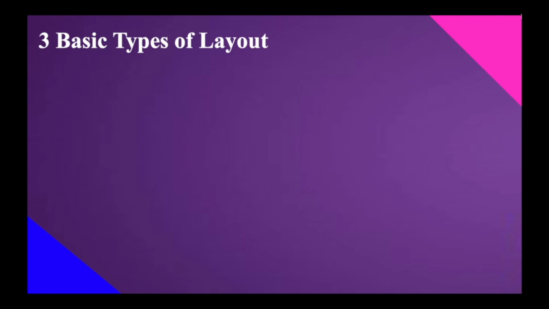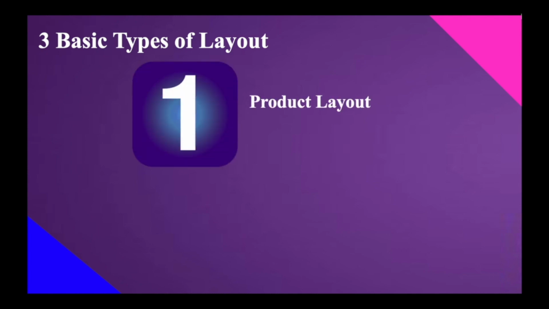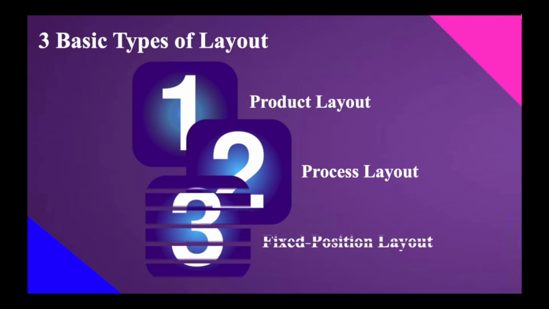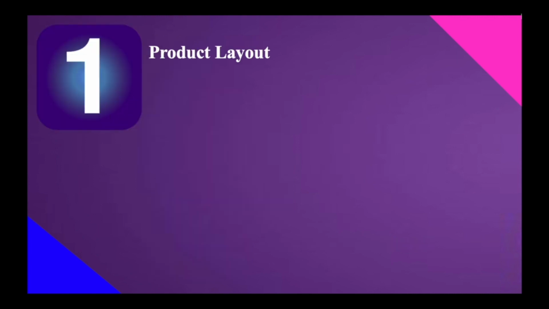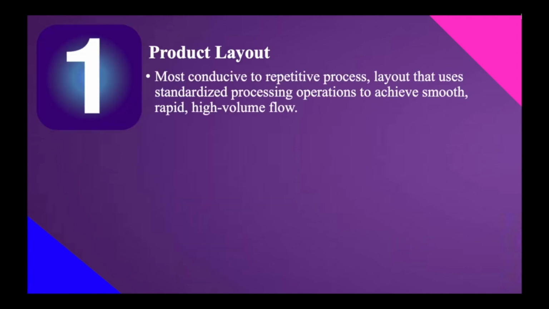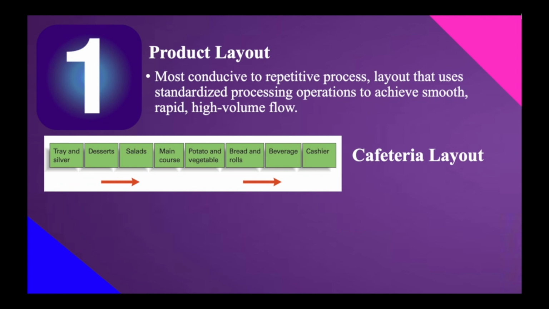Now, the three basic types of layout are the product layout, the process layout, and the fixed position layout. And what is the difference between these three? When we say product layout, this is most conducive to repetitive process. It is a layout that uses standardized processing operations to achieve smooth, rapid, high volume flow. So basically, product layout is the perspective on how we can have a smooth flow of producing a product, and this is more on repetitive process.